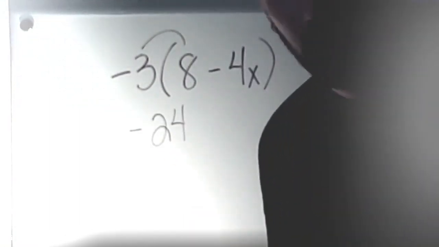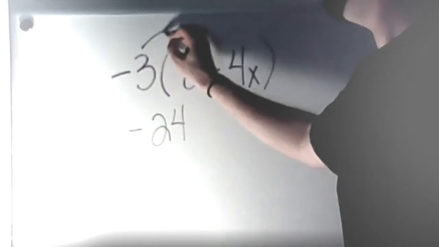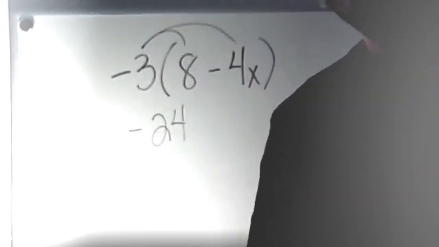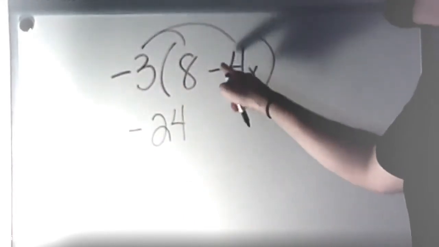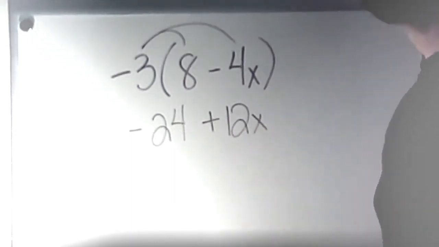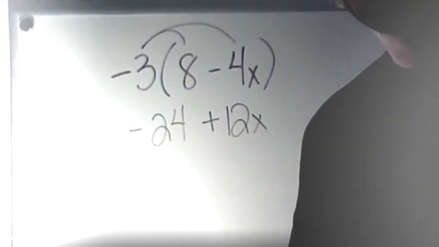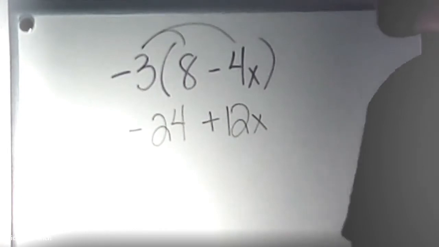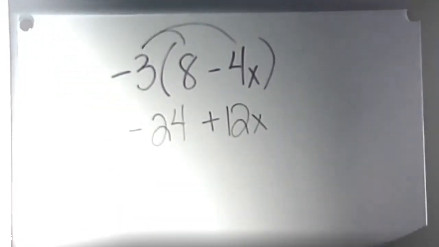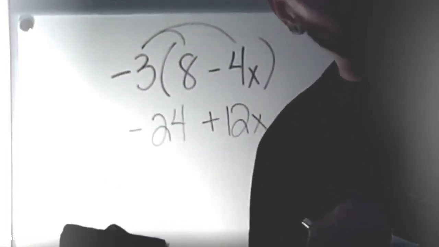This is where it gets weird. Negative 3 times negative 4x. Negative times a negative is a positive. Negative 3 times negative 4 is positive 12, and then x comes along for the ride. So I have negative 24. I have positive 12x. I can't combine them. That's it. We're done. Now, what if I wanted to do a combine like terms and distributive property problem all in the same problem? This is what it might look like. Are you ready?